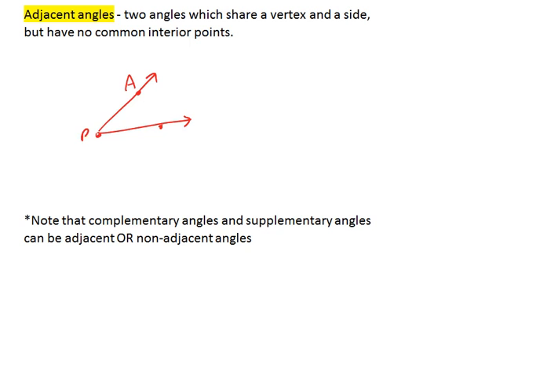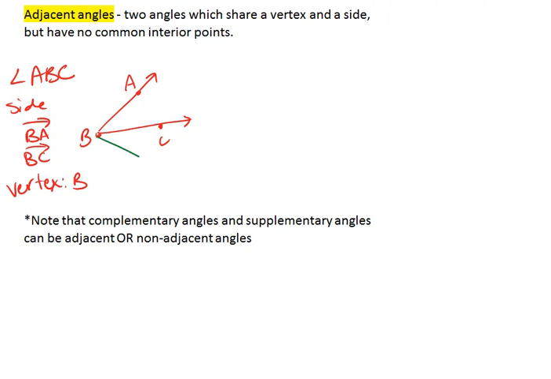Angle ABC. So recall, angle ABC has sides BA and BC and vertex B, which means an adjacent angle needs to share the vertex and one of the sides. So we will now create angle ABD.